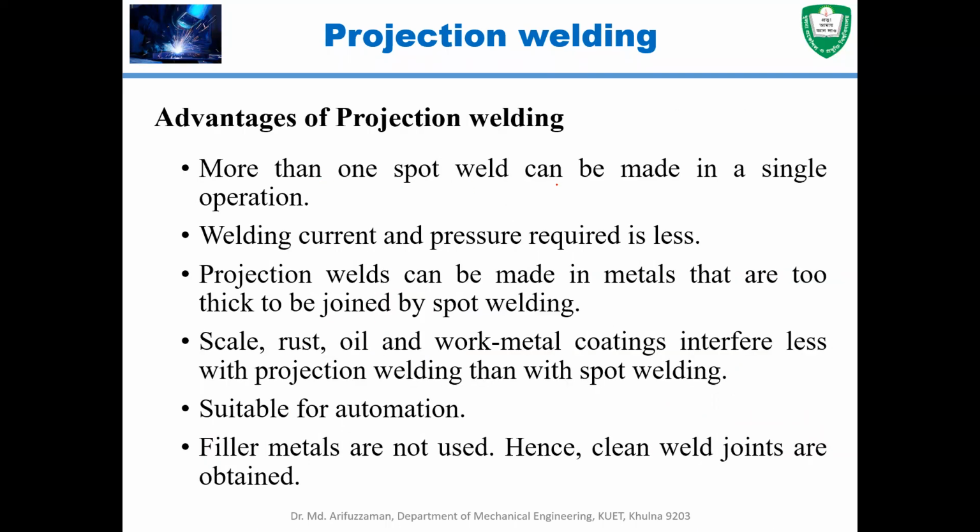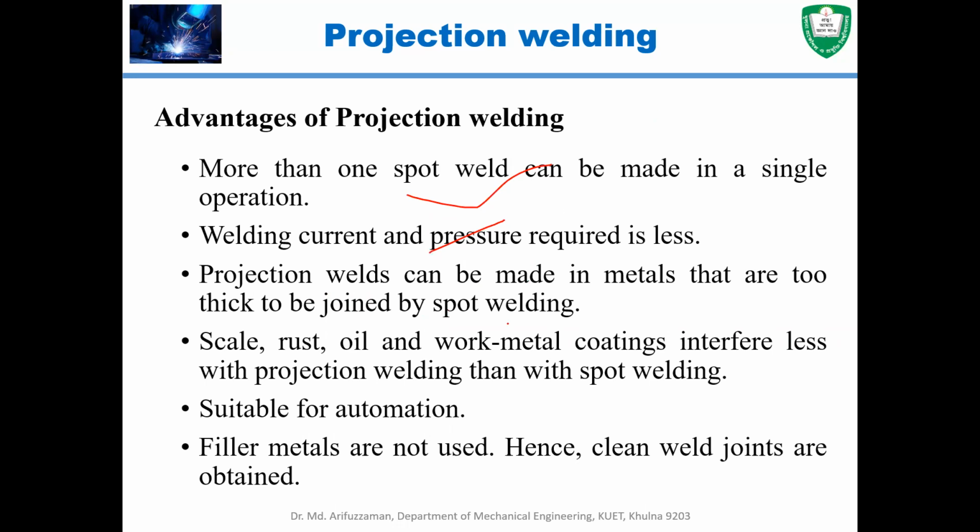The advantages are that more than one spot weld can be made with a single operation, and the welding current and pressure required is less. Definitely, because with spot welding you would have to turn on the electricity three or four times. In this case, it will be less. And projection welds can be made on metals that are too thick to be joined by spot welding. Spot welding has another disadvantage: the workpieces that you want to join have to be thin. Very thick structures cannot be joined.